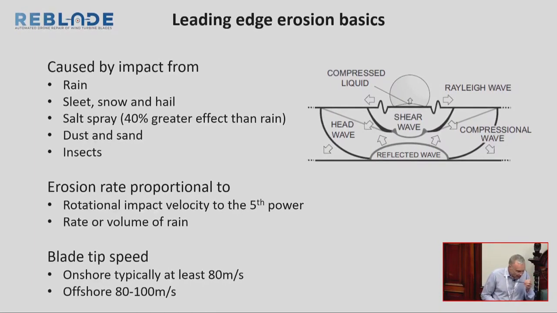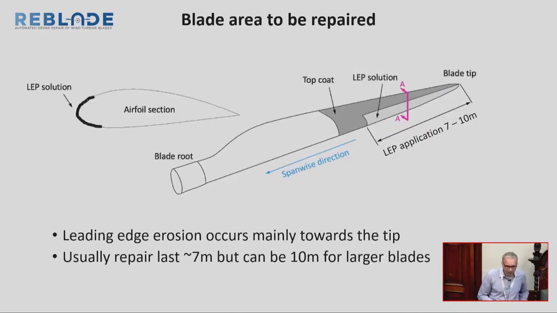Right. So I think you've seen a diagram similar to this. The tip is what gets the rain erosion the most. You do get issues throughout the blade surface, but it's where that impact velocity is the highest that it's worse.